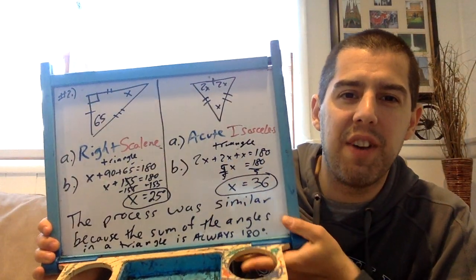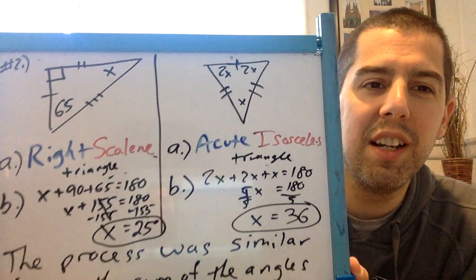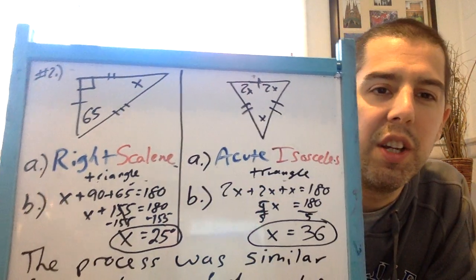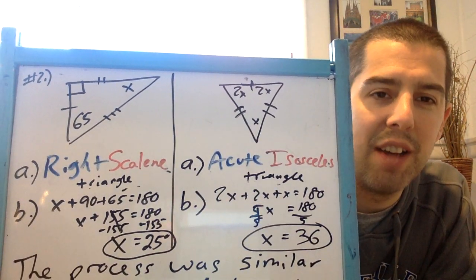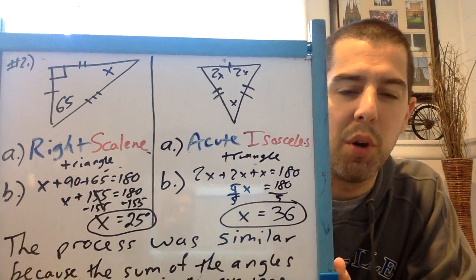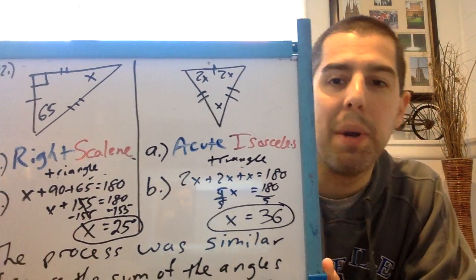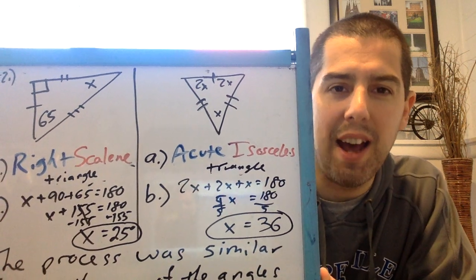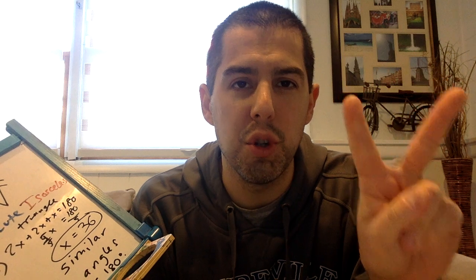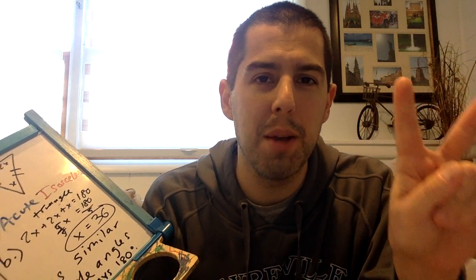Number 2 is a classifying triangles problem. If I take a look at the triangle on the left, you'll see that there is a 90-degree angle. So when I'm classifying it, I'm going to call it a right triangle. But I also need to classify it by its sides. Every time you classify a triangle, you need to use 2 words. One describes the angles, one describes the sides.